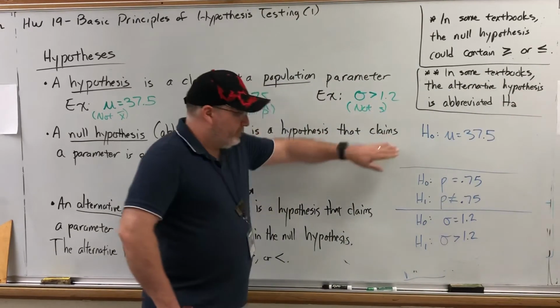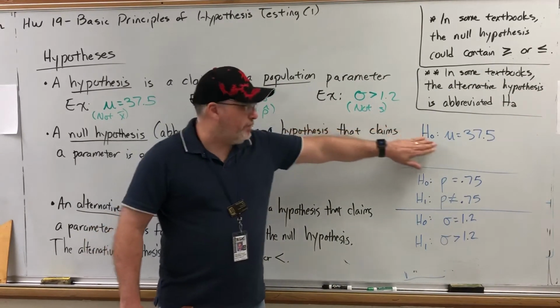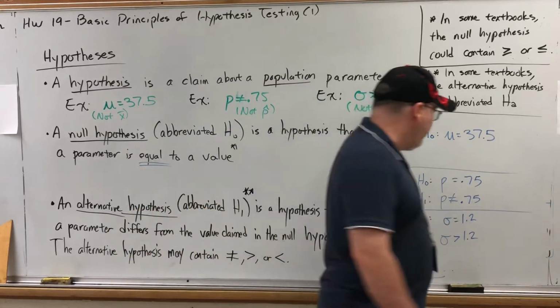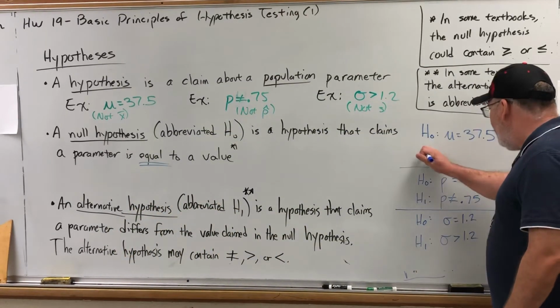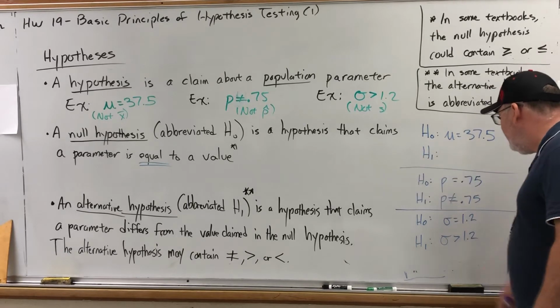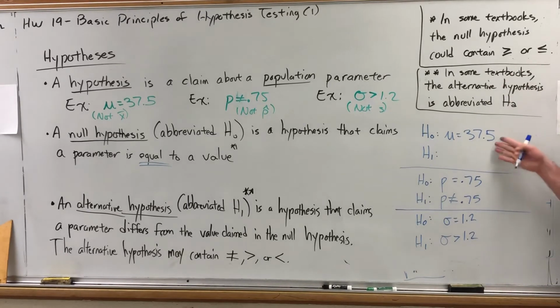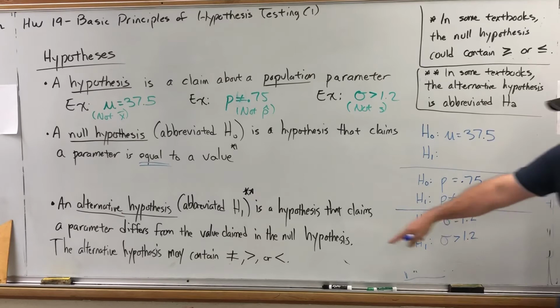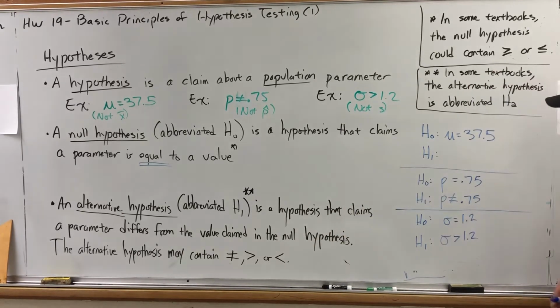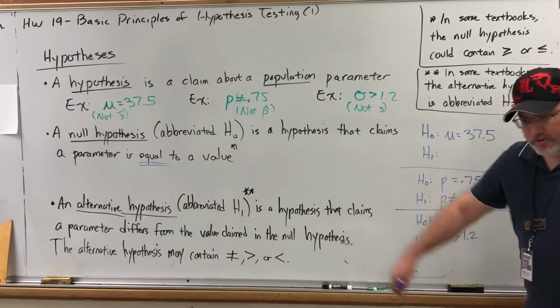I want to go back to the first null hypothesis I have written, that the population mean is equal to 37.5. Without context, there's no way to know what this alternative hypothesis could be. The relationship between the two hypotheses is pretty straightforward. One of them says I'm equal to, the other one says no, but could be one of three things. So if you're not given the alternative hypothesis, you really have an option of one of three things.